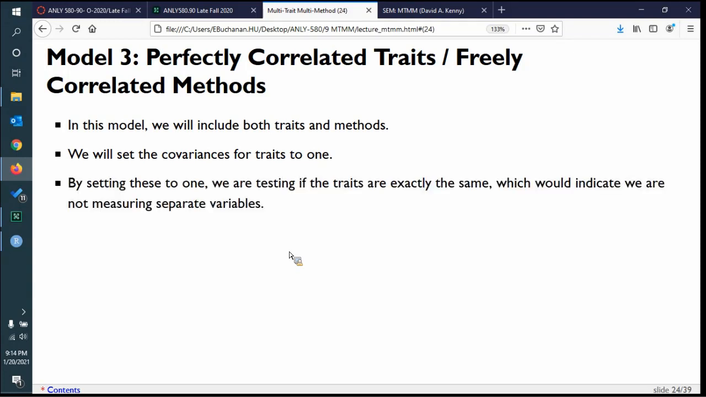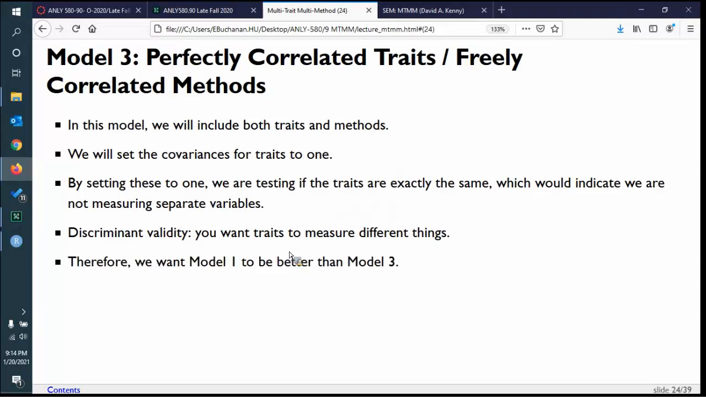Okay. So by setting those covariances to 1, what we're doing is testing if the traits are exactly the same, which indicates that we're not measuring separate variables. This is part of discriminant validity. Okay. I don't want that to happen. I want model 3 to be worse than model 1, or said this way, model 1 should be better, because if they're perfectly the same, that implies that these are not different latent variables, and that's bad. Okay. And I hope you have seen with some foreshadowing here that that's not what we're going to find. Our traits model already blew up, so I'm a little worried about model 3.